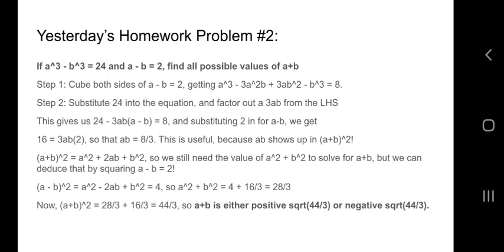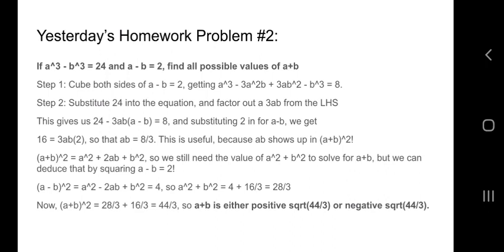So, okay, we found the value of ab now, but we really wanted to find a plus b, right? We were given a minus b, we were given a cubed minus b cubed, and we did all this work, but we only found ab. However, finding ab is useful. And here's an important point that I want you to think about. We're looking for a plus b, and we have ab, right?